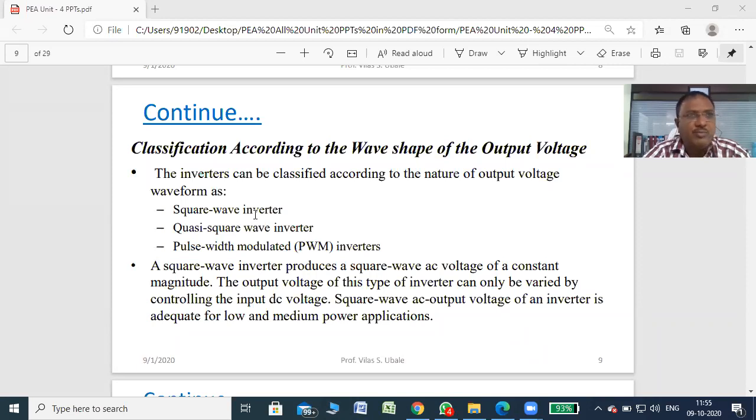Then the pulse width modulated inverter. This is one of the most important inverters. Pulse width modulation, you have already learned in DC or in analog circuits. This pulse width modulation technique is used to drive the switches used in an inverter, and such a type of inverter is called a PWM inverter.